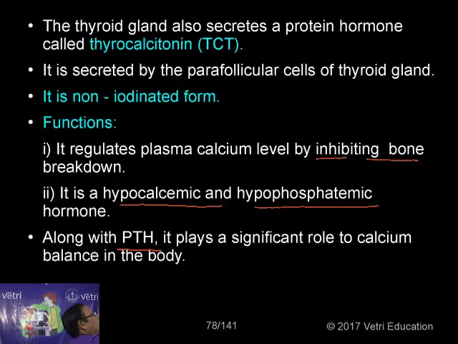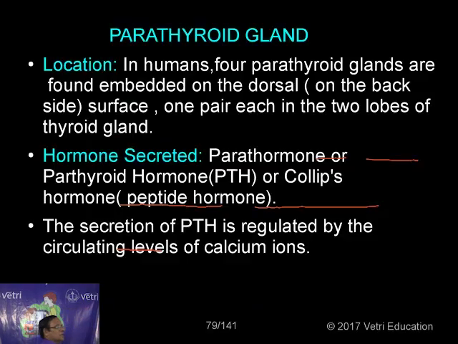So both the hormones are working antagonistically: the parathormone from the parathyroid gland, and calcitonin from the thyroid gland. Calcitonin decreases the blood calcium level, and parathormone increases the calcium level.